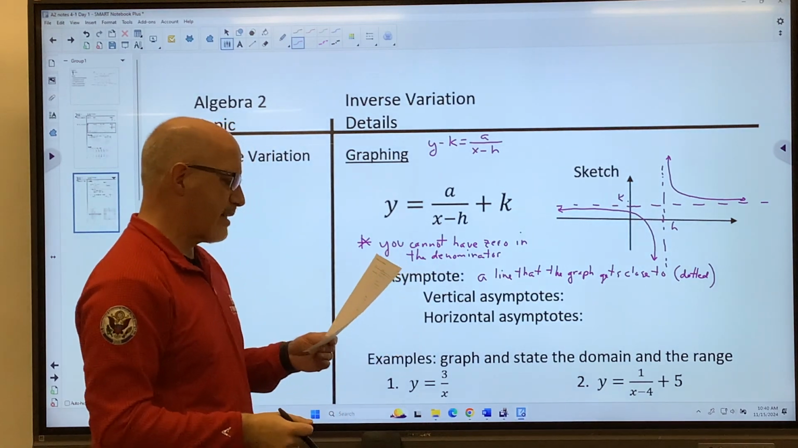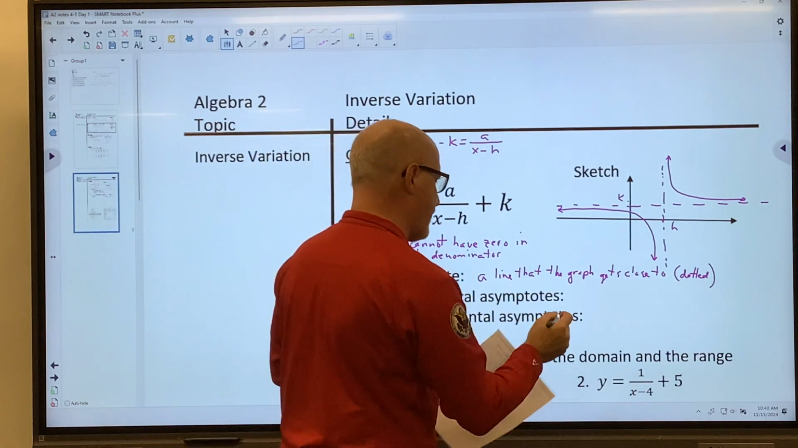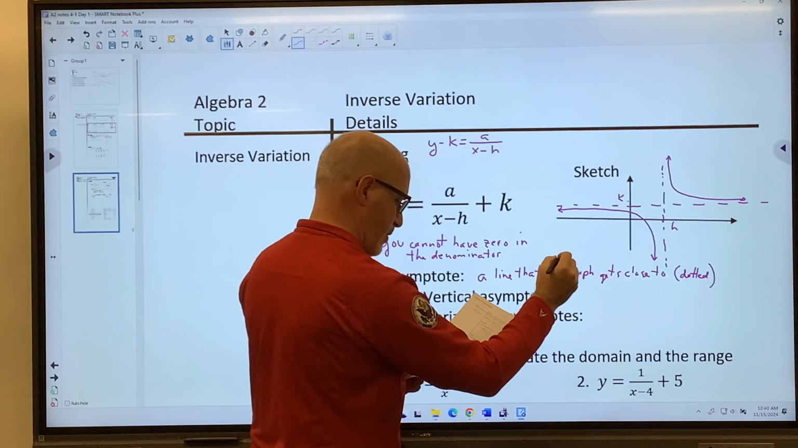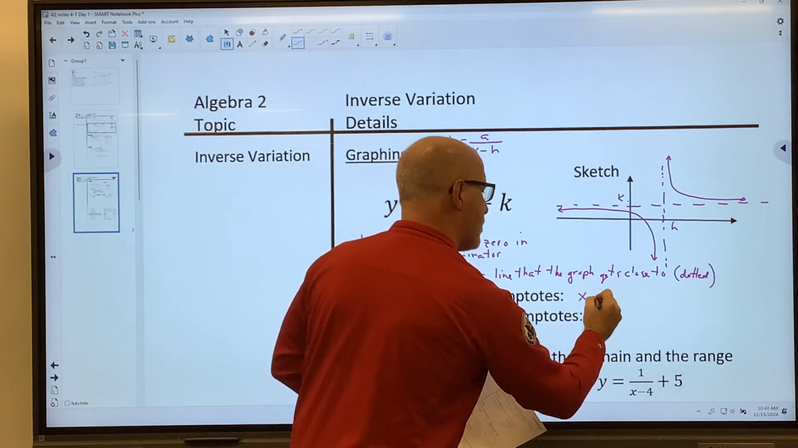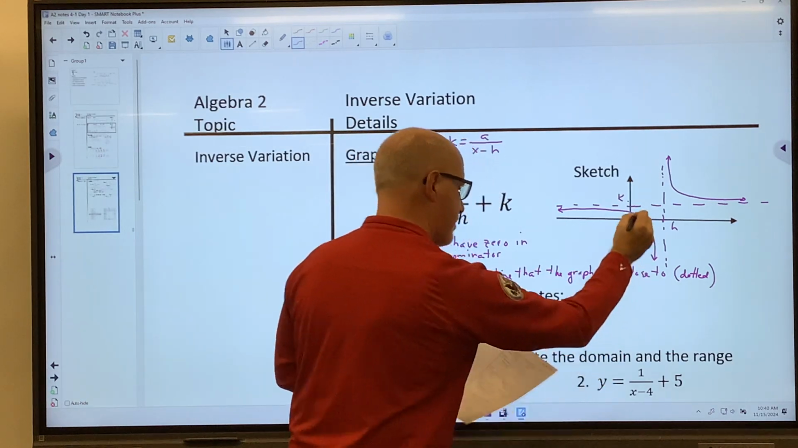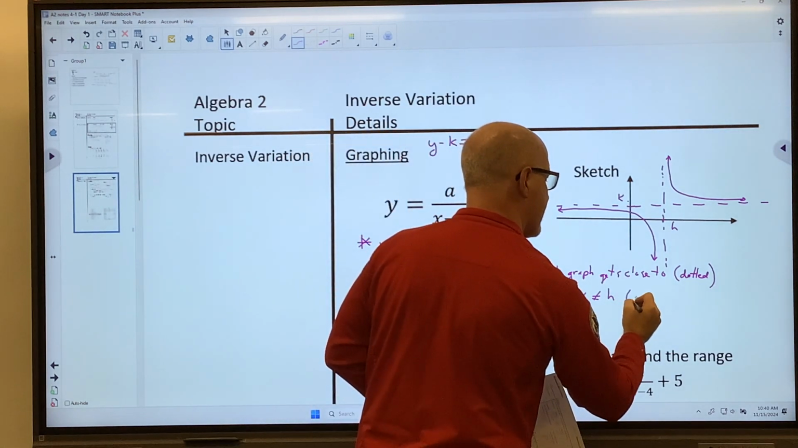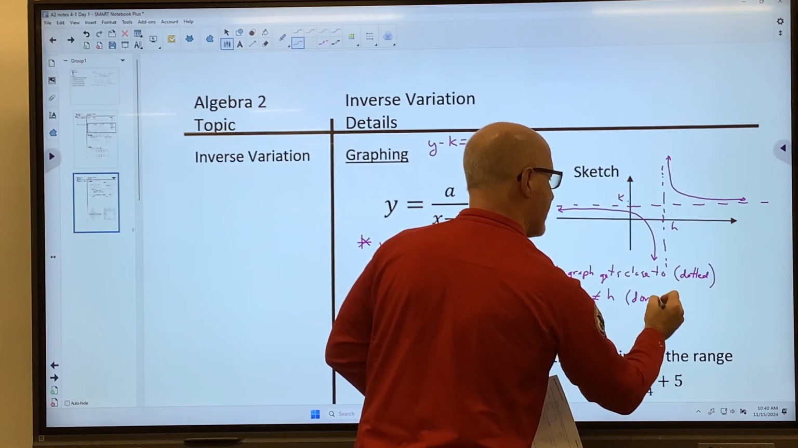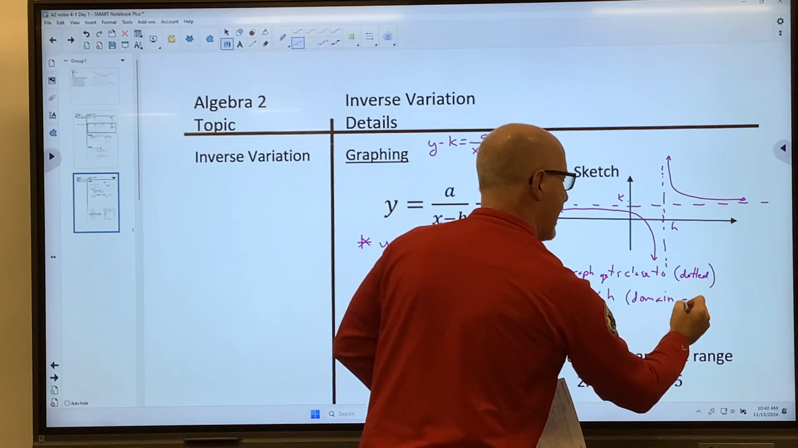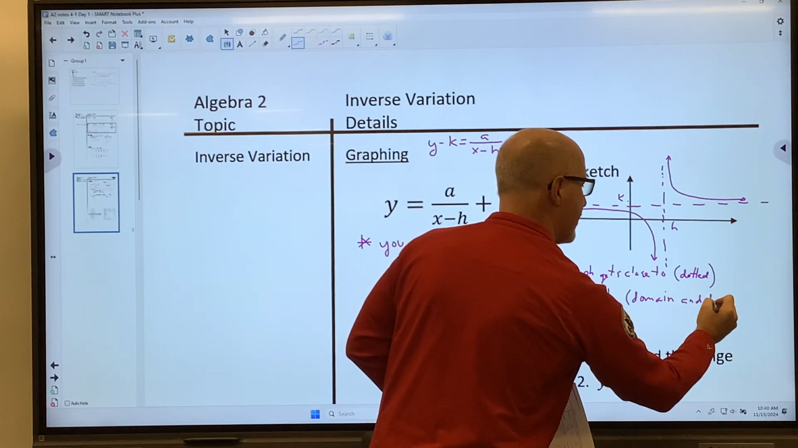So our vertical asymptotes, this is from the denominator. This is where x does not equal h in this example. This relates to the domain. And the denominator.